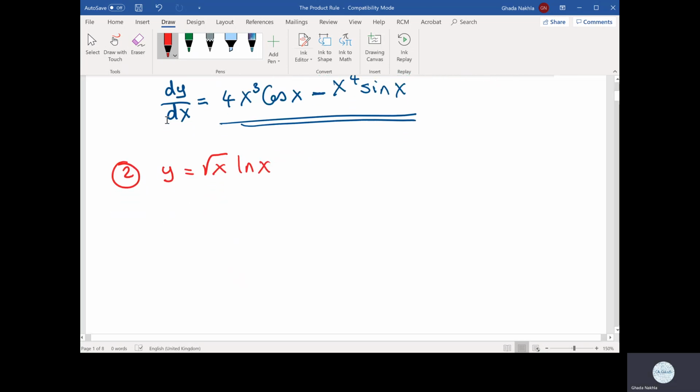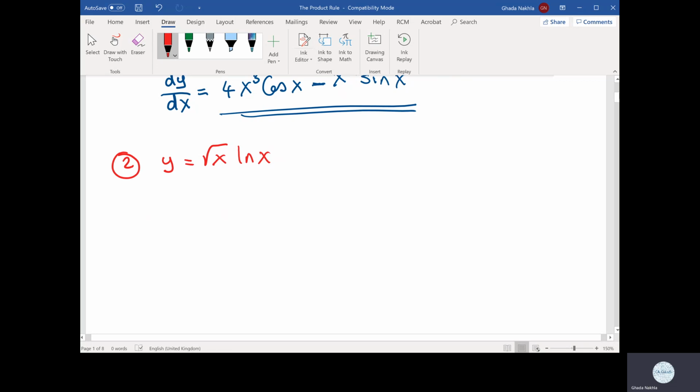Okay, let's take a look at something slightly harder. We want to differentiate y equals root x ln x. Again, we do exactly the same. First, we are going to differentiate using the product rule. And why? Because root x is a function of x multiplied by another function of x. And that's when you use the product rule.